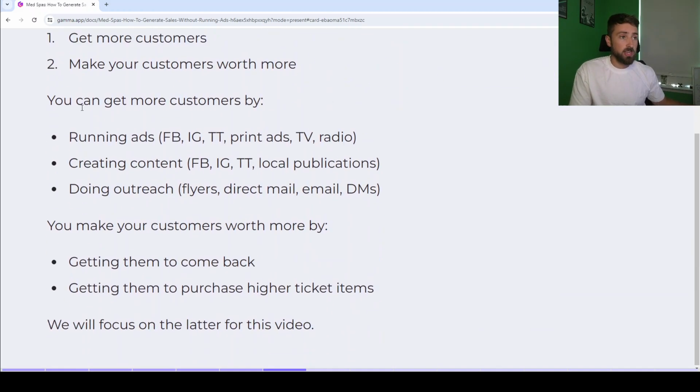So the second way here is making your customers worth more. And you really can only make your customers worth more by getting them to come back, right? By getting them to come back again and getting them to purchase higher ticket items. Those are the only two ways that you can make your customers worth more. And we'll focus on the latter for this video. So I'm going to share some specific strategies on how you can make your customers worth more.